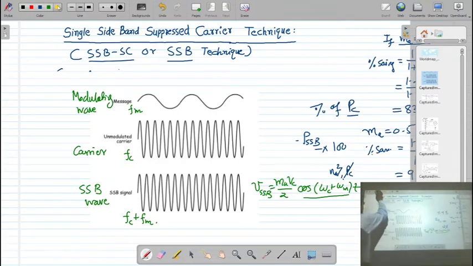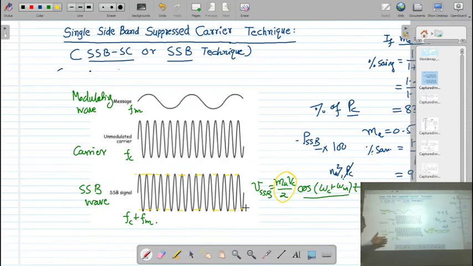But another important thing is what is the amplitude? It is mAVc by 2. So this amplitude is not going to change. It is not going to increase or decrease. The amplitude of the wave remains constant. It means that unlike an amplitude modulated wave, where there is information in the envelope, the SSB wave envelope doesn't contain any information.